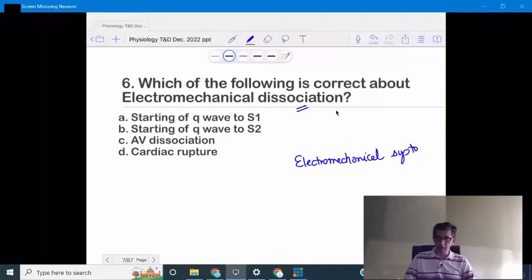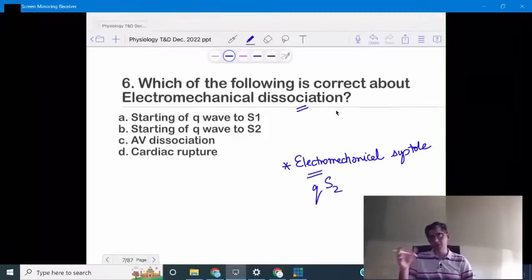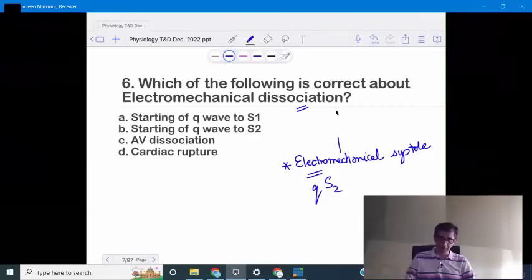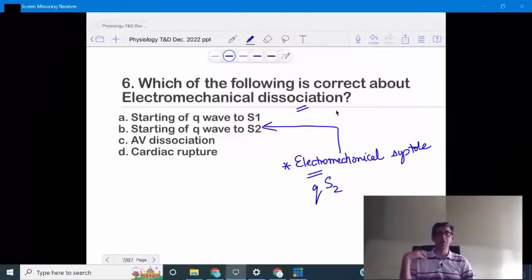Electromechanical systole, if you look at the electrical part, would mean that there is a septal activation. That would be the starting of the Q wave. And S2 would mean that aortic and pulmonic valves are closed. That means systole is over. Electromechanical systole means when the ventricles get activated and the systole is completed. So ventricles get activated with the starting of the Q wave, and systole ends at S2 because S2 is aortic and pulmonic valve closure. So if this question was with respect to electromechanical systole, then the answer would have been option B.